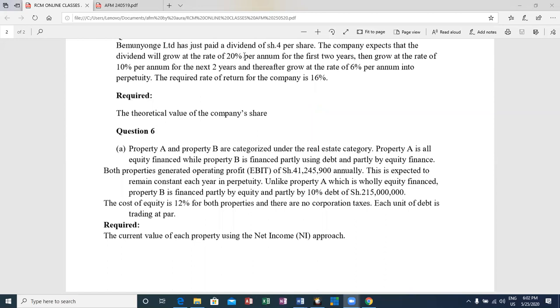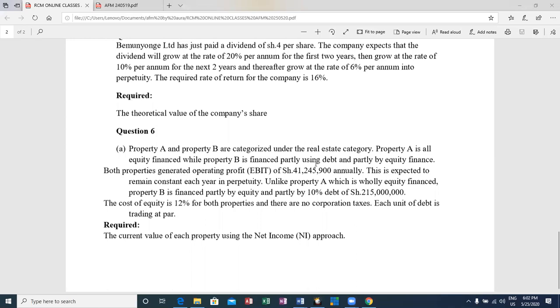Now, ladies and gentlemen, thank you very much. Listen to me very well. There is no way you expect to pass any paper of AFM if you don't know the PVIFA formula. There is no way. The PVIFA formula has to be understood and understood well.